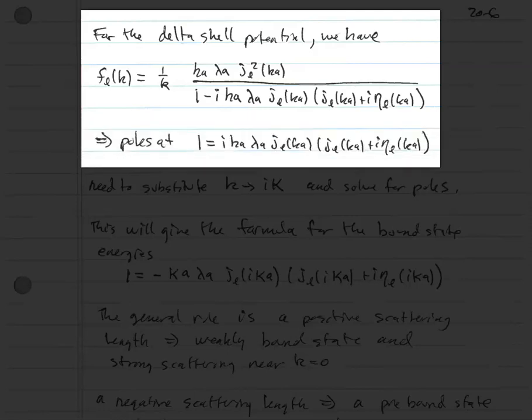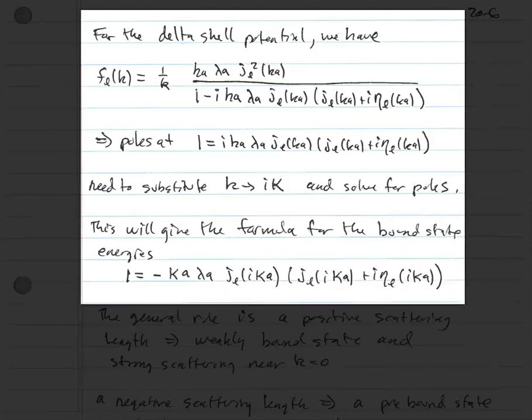This scattering amplitude has poles when 1 is equal to i Ka lambda A, j_L of Ka times j_L of Ka plus i eta_L of Ka. We need to substitute in K equals i kappa and then solve for the poles, and that will give the formula for the bound state energies as being 1 is equal to minus Ka lambda A, j_L of iKa times j_L of iKa plus i eta_L of iKa.